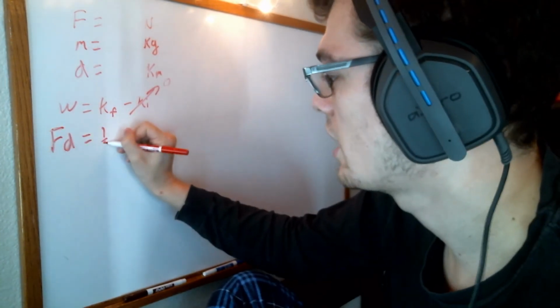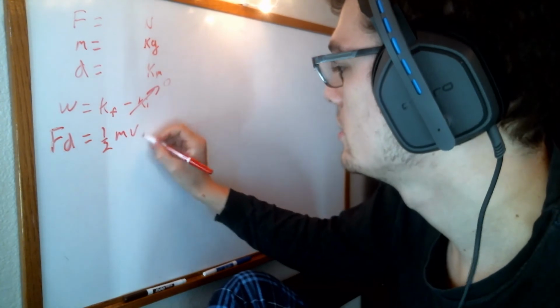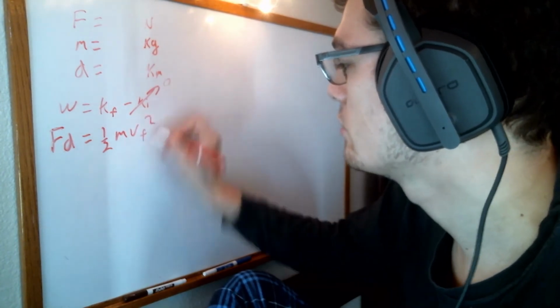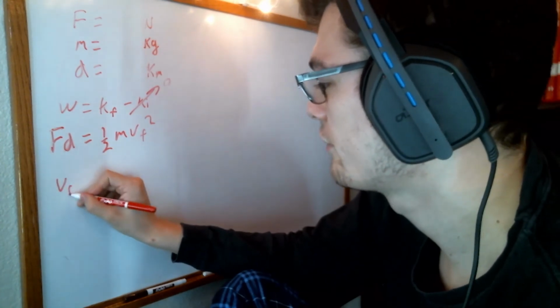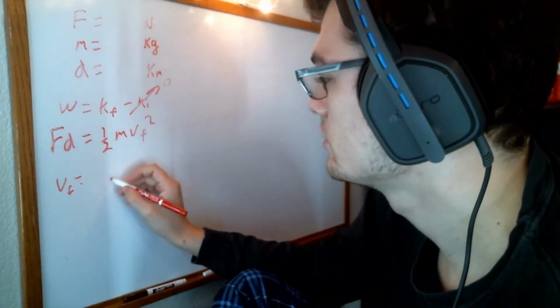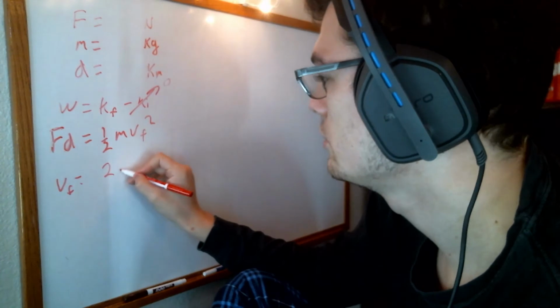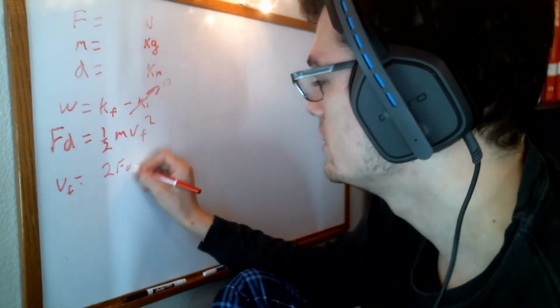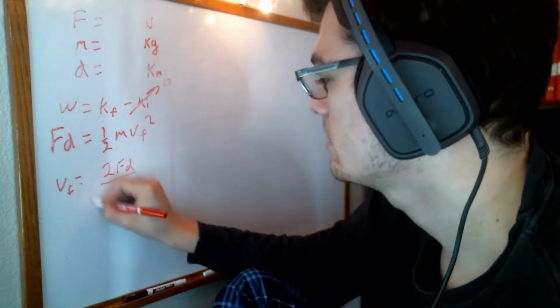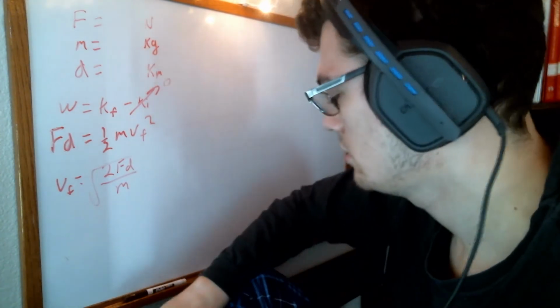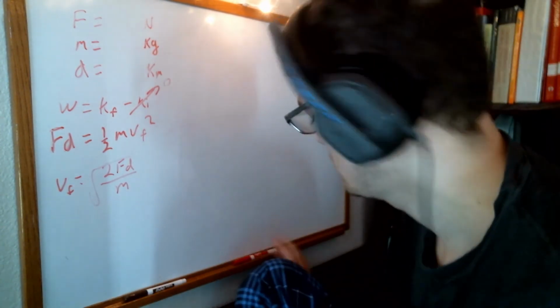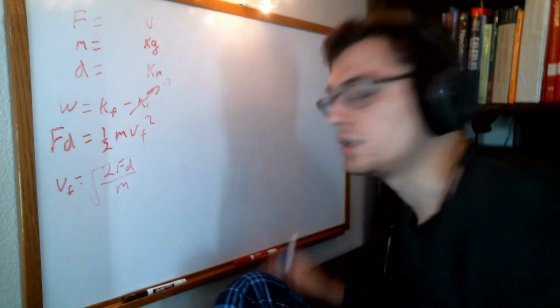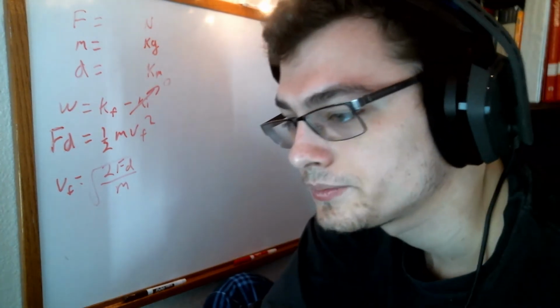So then we have Fd is equal to 1/2 m Vf squared, where Vf is what we're solving for, so Vf is going to be equal to the square root of 2Fd over m. And that should yield the final velocity here.